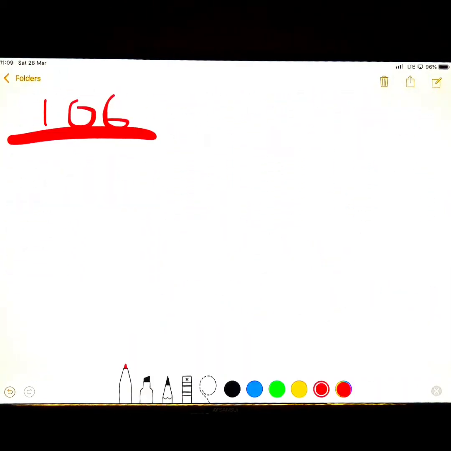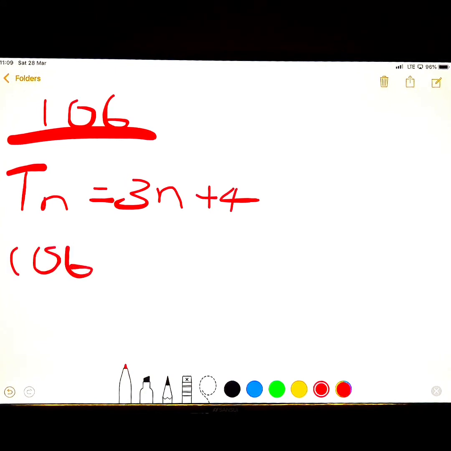And then what we're going to say is we're going to write it down here: 106 is equal to 3n plus 4. Okay, so we have 106, which is our value. What we want to find out is the n. That is what we are focusing on. So we're going to have 3n plus 4.